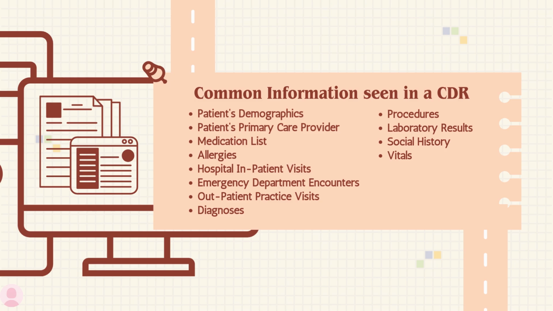Number nine, diagnosis. It contains all records of clinical diagnosis related to the patient. Number 10, procedures. So a CDR has the history of all hospital related procedures done on the patient. Number 11, laboratory results. So this contains complete list of all past laboratory tests and results. Number 12, social history. It records a patient's distinct health related habits and socioeconomic determinants of health.